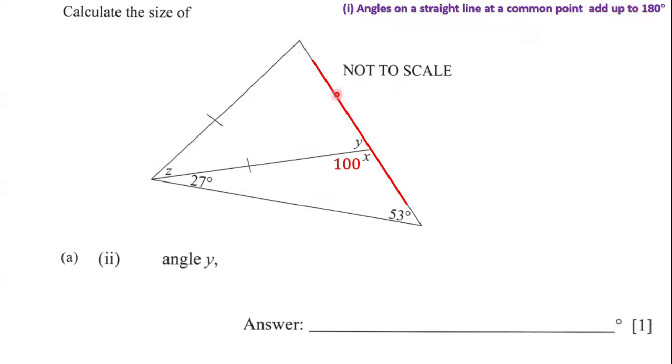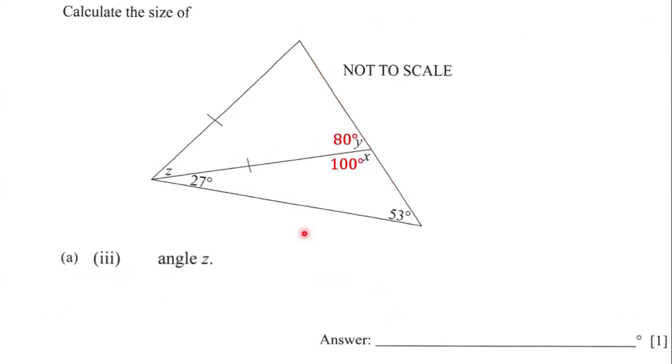And so that means that if we look here, we have these two angles that are on a straight line and they are at a common point. And we know that angle X is 100 degrees. And so if we're trying to figure out the size of angle Y, we're going to subtract 100 from 180 to get the size of angle Y. And so angle Y is going to be equal to 180 degrees minus 100 degrees. And when we subtract, we get that angle Y is equal to 80 degrees. And so that means that the size of angle Y is 80 degrees.